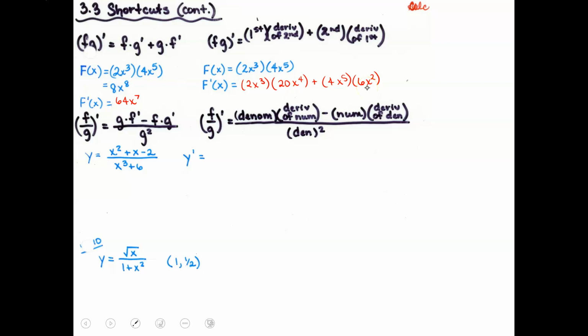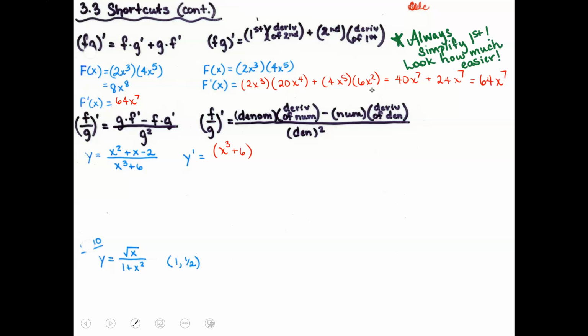All right, so let's simplify a little bit. 2 times 20 is 40. X to the third times x to the fourth is x to the seventh. 4 times 6 is 24. X to the fifth times x to the second is x to the seventh. So now we have like terms, and we can combine. So 40 and 24 would be 64x to the seventh. So you can see that that property really does work because I get the same answer here as I did here.